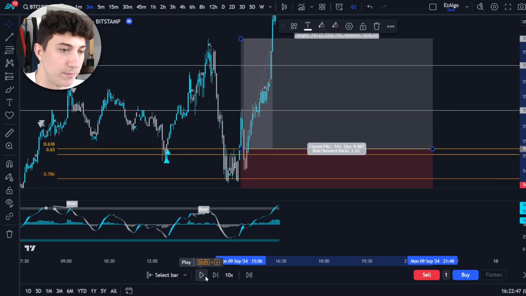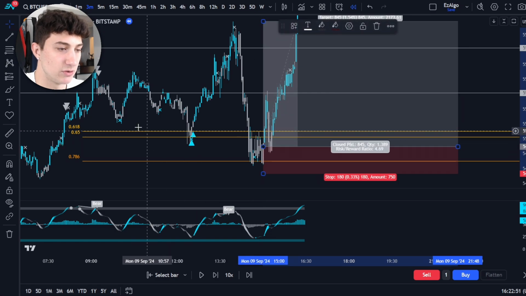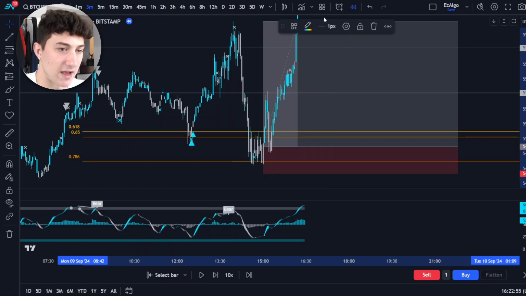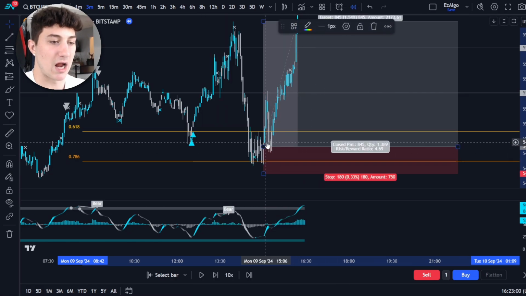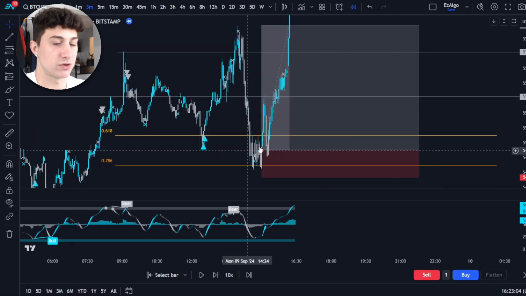Let's see what happens. Boom, hits our TP, and our average entry is in between these two levels, the 618 and the 786. So I'll actually remove the 6.5 because that's not really part of this. So we have the 618, the 786. Our average entry is in the middle, and we're going to be targeting this high. Another 4.5 risk to reward ratio.